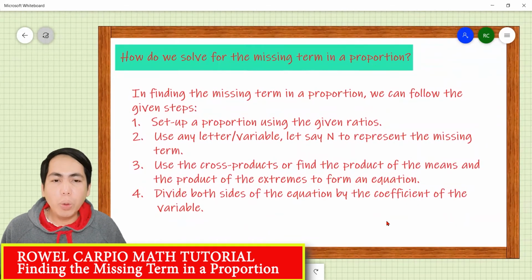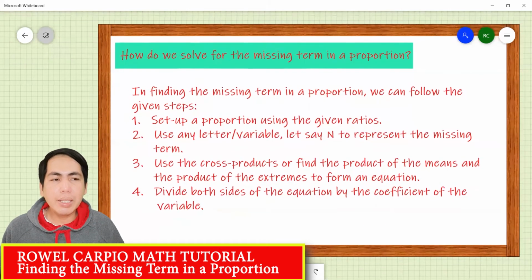So how do we solve for the missing term in a proportion? In finding the missing term in a proportion, we can follow the given steps. First, set up a proportion using the given ratios. Second, use any letter or variable, let's say n, to represent the missing term. Third, use the cross products or find the product of the means and the product of the extremes to form an equation. Fourth, divide both sides of the equation by the coefficient of the variable.